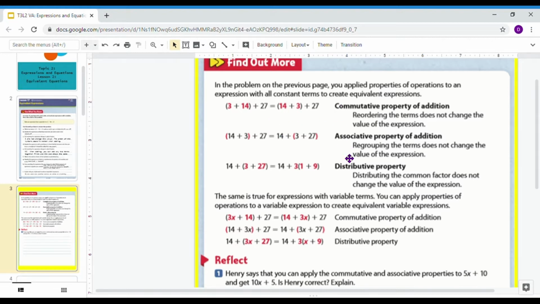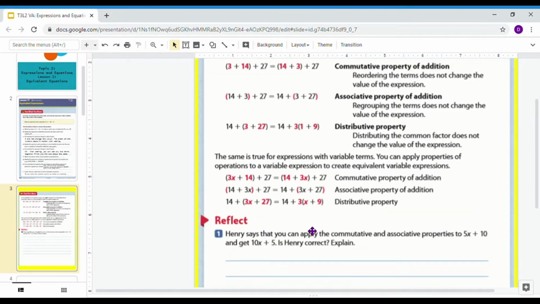But then we also have the associative property, which means that regrouping or changing where your parentheses are doesn't change the value or the answer of the expression. And the last one is the distributive property, which means taking the common factor out of the parentheses, like in this case we had 3 and 27, the common factor was 3, we took it out. Then we can have smaller numbers inside and we can multiply. But the distributive property, in addition, does not change the value or the answer again.